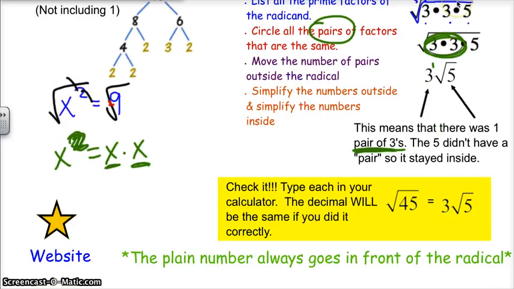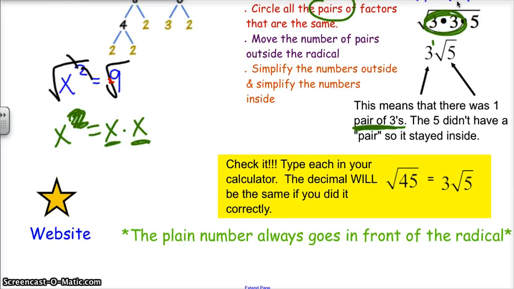We're going to do quite a few of these. Bear with me for a second. I know it takes a minute to get your brain wrapped around it. But check this out. In this yellow box, it says type each into your calculator. The decimal equivalents are the same. Just like 3/6 is the same as 1/2. They both equal the decimal 0.5.